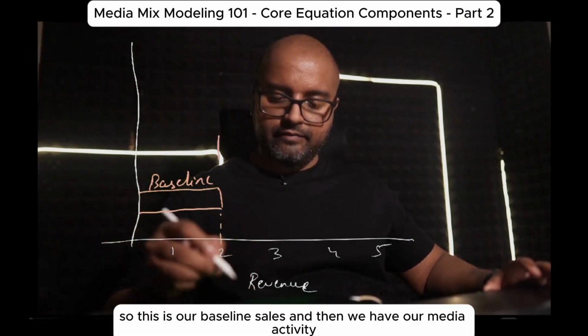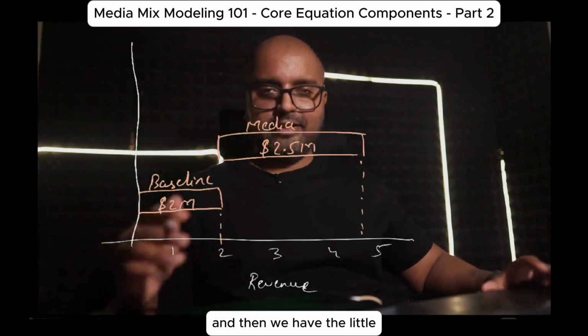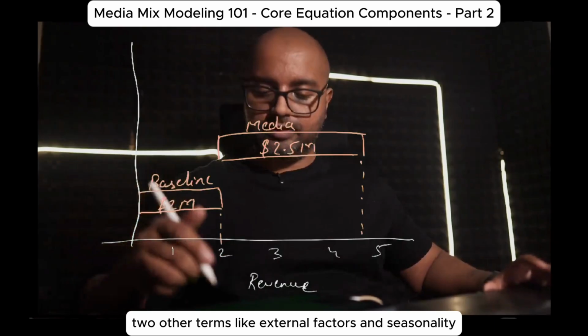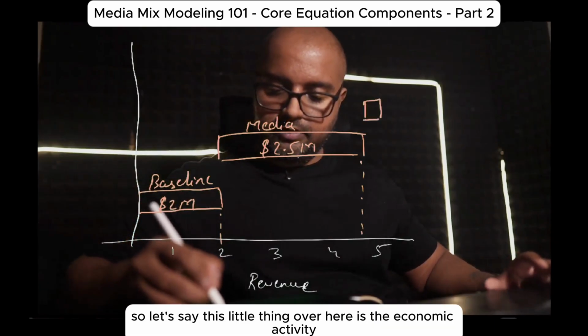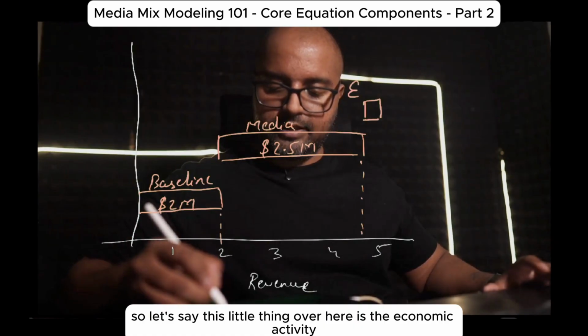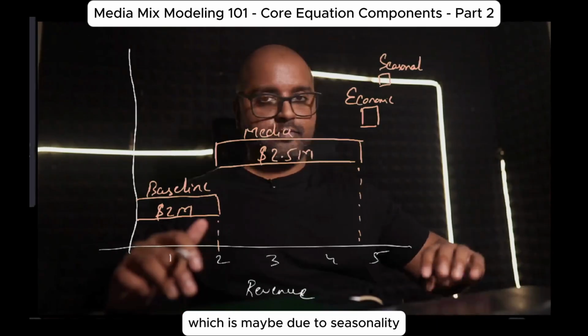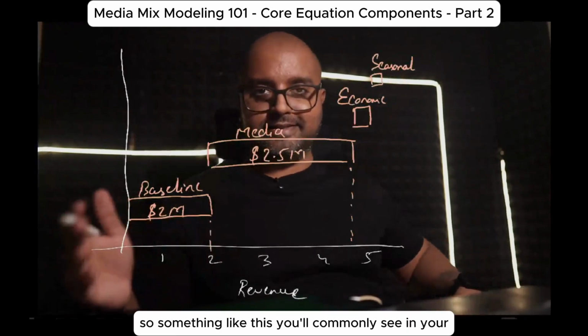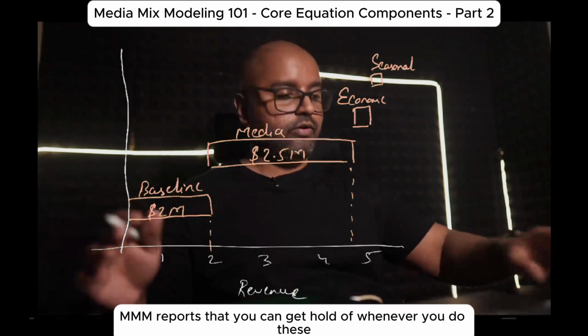And then we have our media activity, which was about 2.5 million. And then we have the two other little terms like external factors and seasonality. So let's say this little thing over here is the economic activity. And then on top of that, we have another little one over here, which is maybe due to seasonality. So something like this, you'll commonly see in the MMM reports that you can get hold of whenever you do these MMM studies.